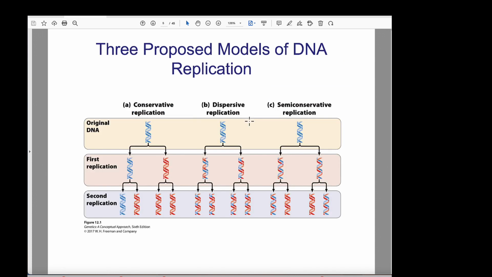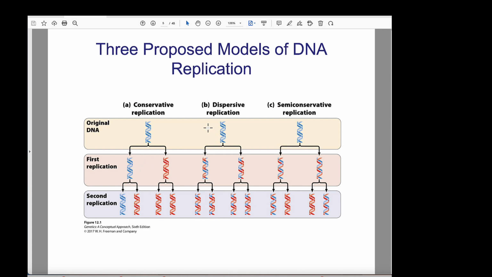As you see here, the first replication model, the conservative replication model, suggests that you have the parental DNA that is used as a template to make daughter DNA. As you see here in blue, this is the parental DNA. Once the parental DNA in blue is used, it comes back together, or reanneals, and then the new DNA comes together. So the parental DNA is only used as a template, but it goes back to being a double helix within itself, and the newly formed DNA comes together.